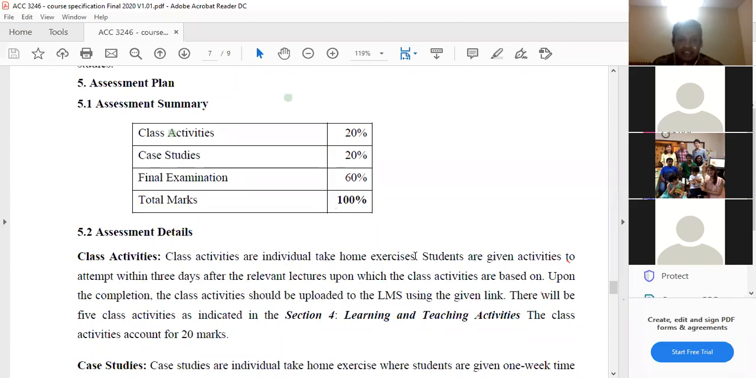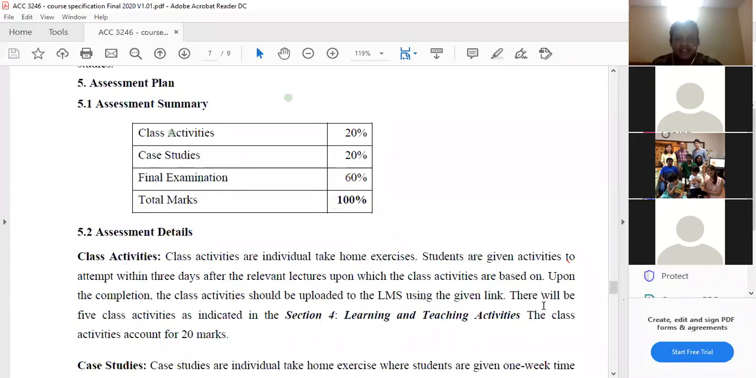In the weeks where we have the class activity for assessment, we are specifically mentioning and uploading that, and we give you some time to try. That time period is going to be 3 days. After uploading this lecture, we'll be giving you 3 days to try these activities out. More detailed information is given on when and where these class activities are held, and you need to upload them to the given link in the LMS.